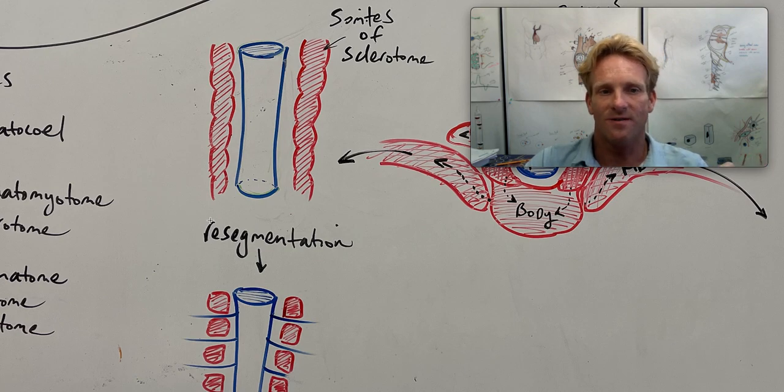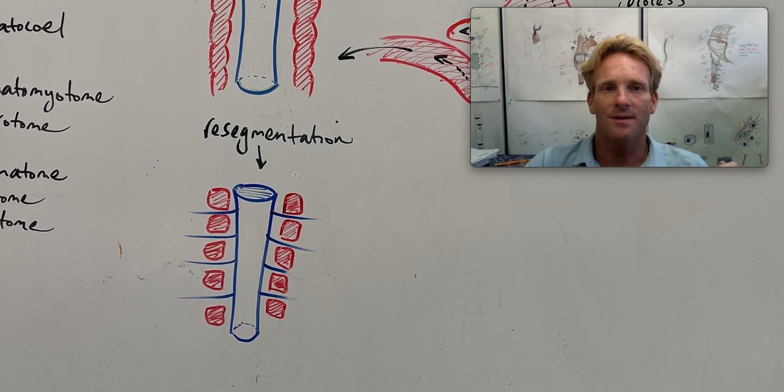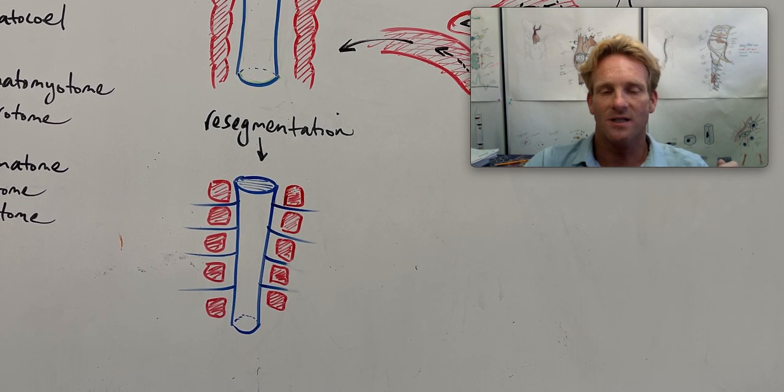Well, during this process of resegmentation, it's exactly what happens. These somites of the sclerotome are going to reorganize, and they're going to create these little spaces between groups of cells. These blue lines represent the developing spinal nerves that now have a place to emerge.